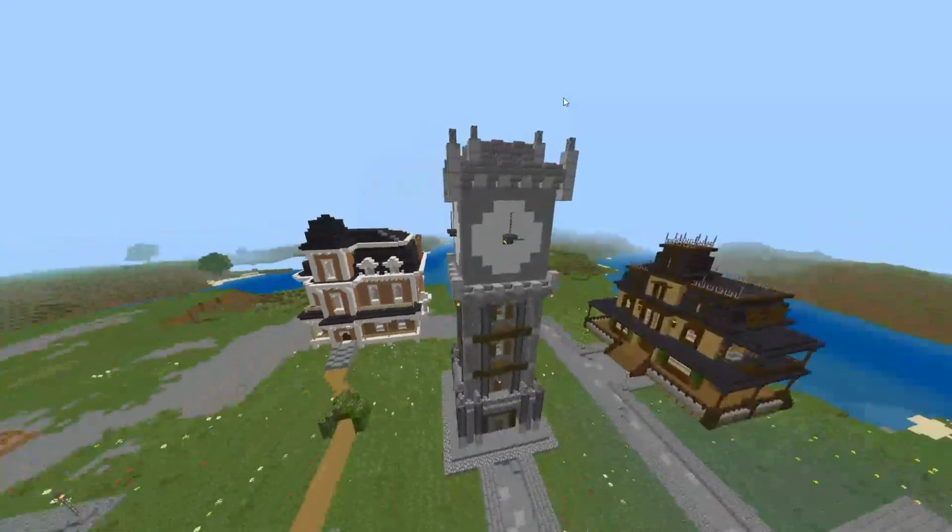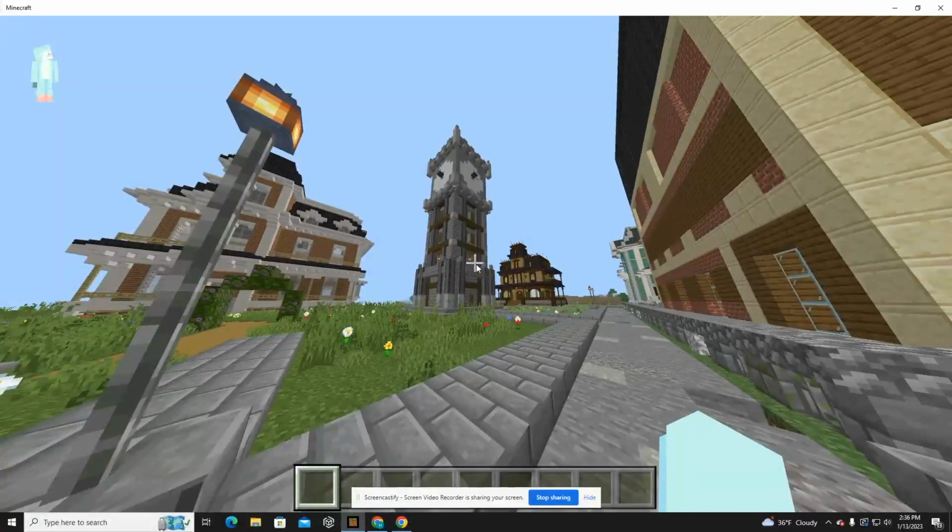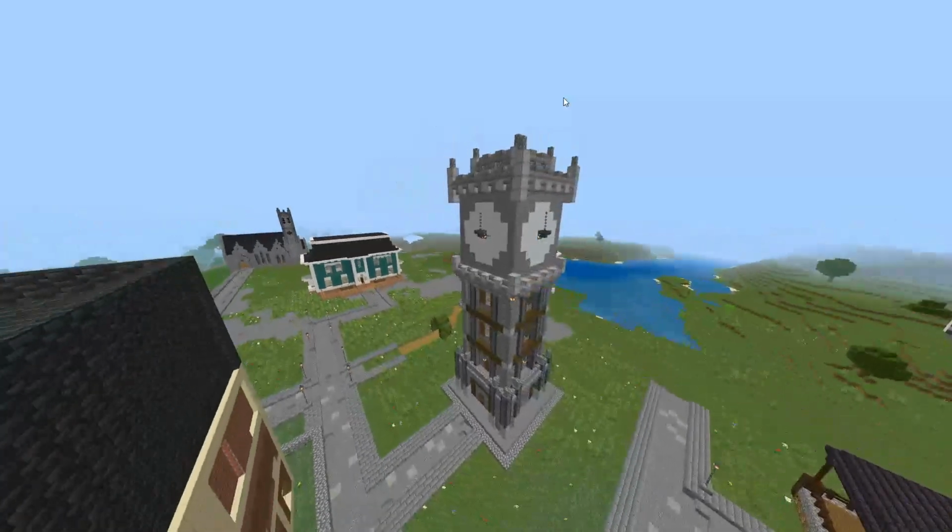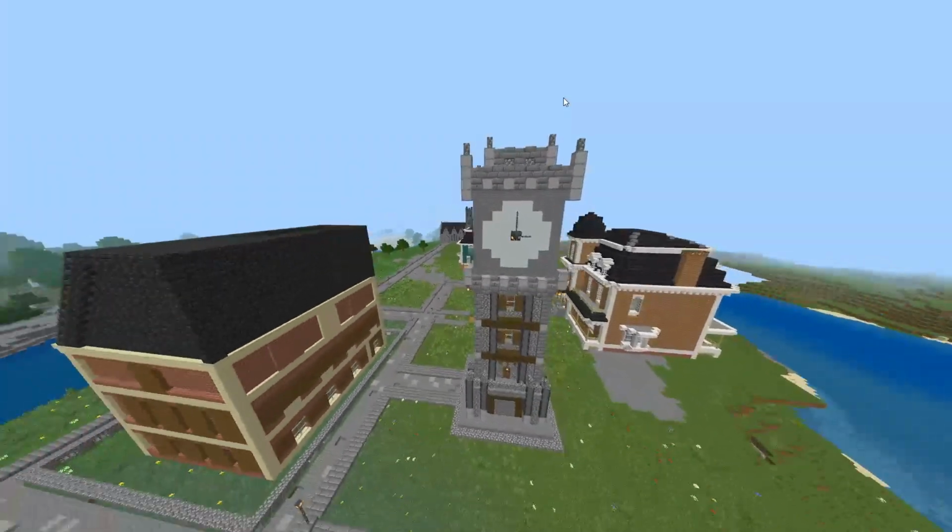This is our visual representation of Big Ben in Minecraft. Big Ben was originally completed in 1859 and is named after a famous boxer during the Victorian era named Ben Caunt.